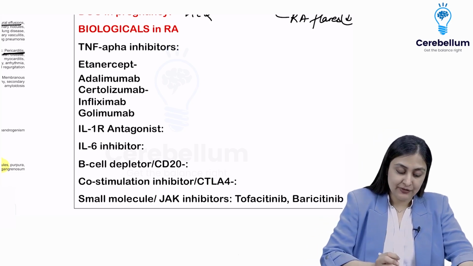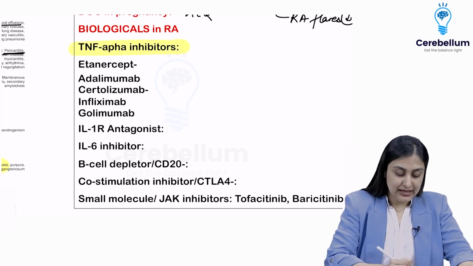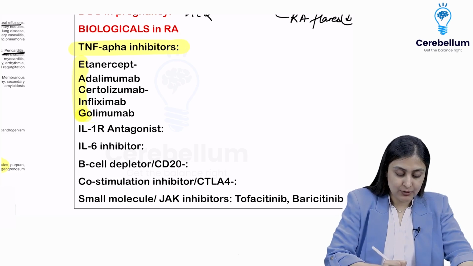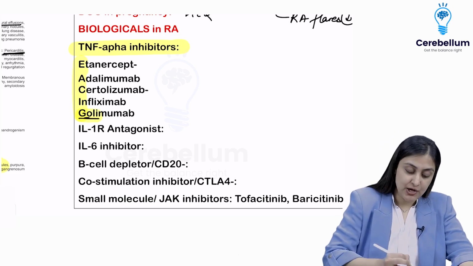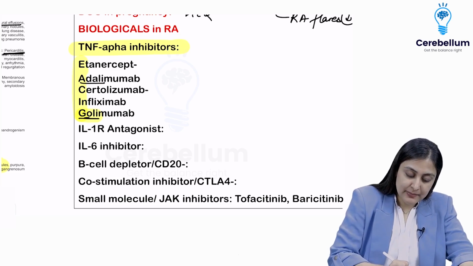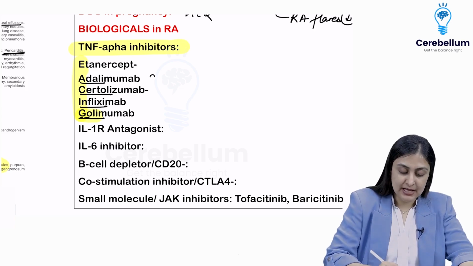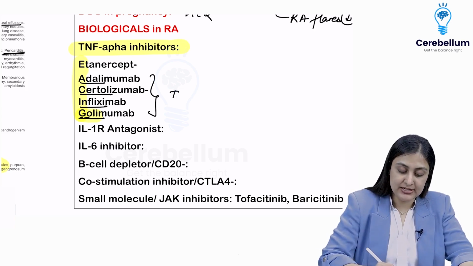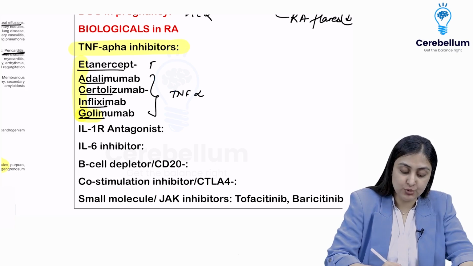So we have all of these TNF alpha inhibitors. So you remember ACE inhibitor ko maro goli. So you remember goli ACE inhibitors. Alright, so you have adalimumab, certolizumab, infliximab, golimumab. These are all your monoclonal antibodies against TNF-alpha, whereas etanercept is your fusion protein.